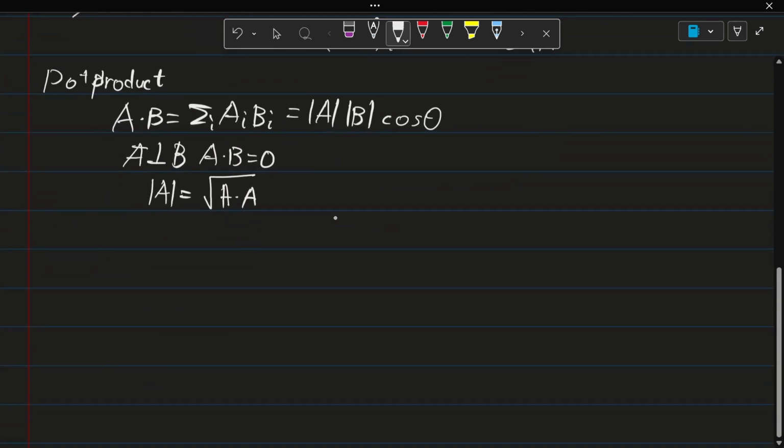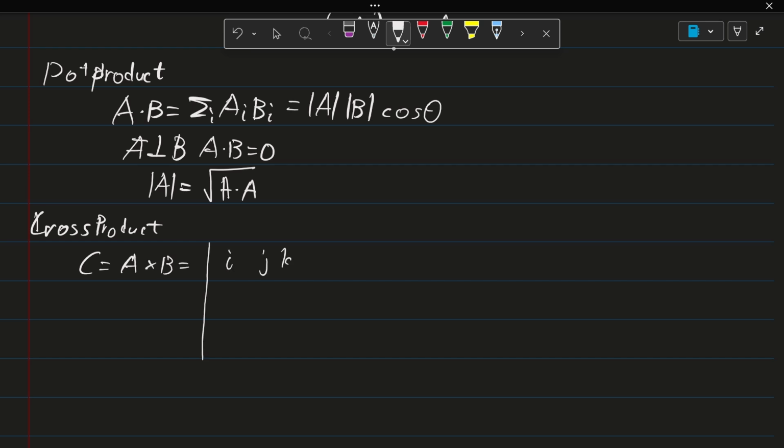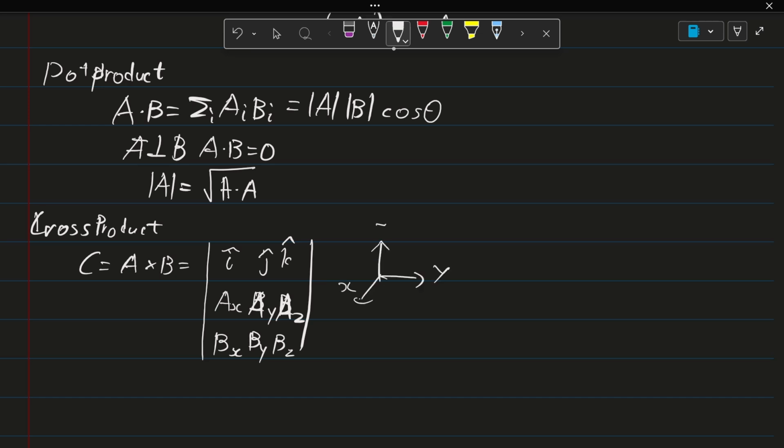After the dot product, we could talk about the vector product or the cross product. The cross product has a very different way to compute it, in which C equals A cross B. This can be represented as the matrix determinant of the directions I hat, J hat, and K hat, AX, AY, AZ, BX, BY, BZ, for the IJK corresponding to the directions X, Y, Z.